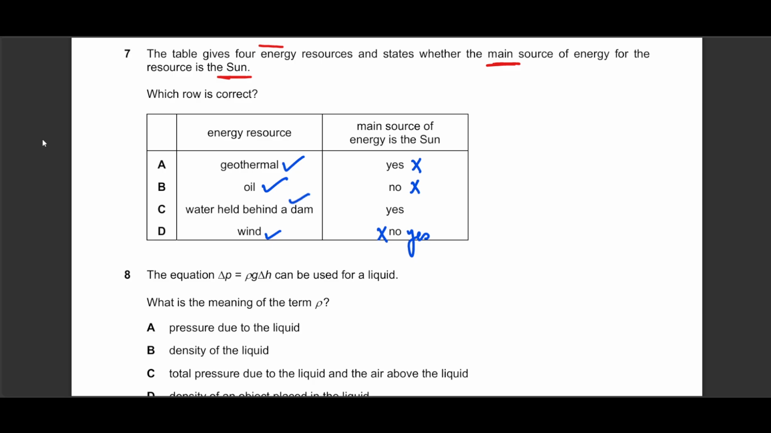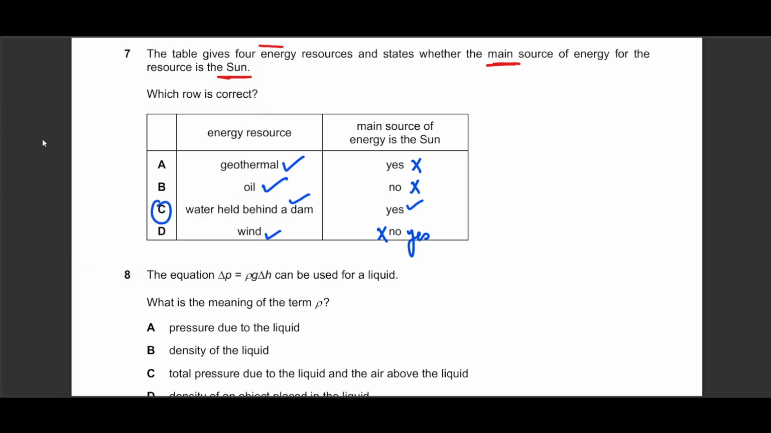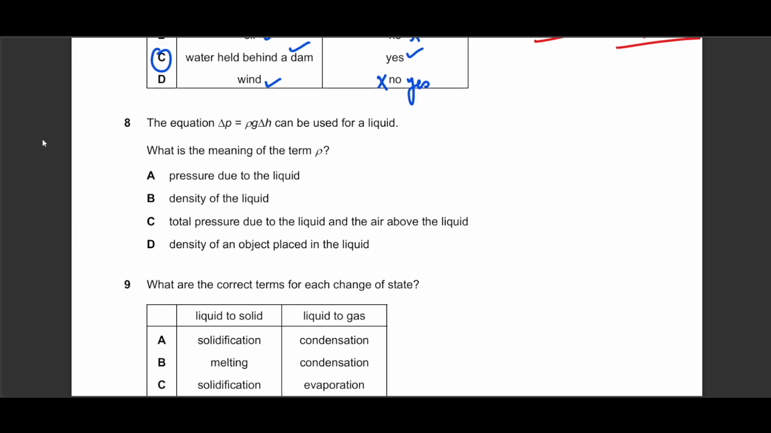So water in the dam being held because of the sun is a good answer. Why? Because the sun causes the water cycle to begin with. The sun causes the mountain water or the ice of the mountains to melt. We collect that into dams. It gets to the sea eventually, and then evaporates and goes to the mountains again. So it's a water cycle, which is of course because of the sun.